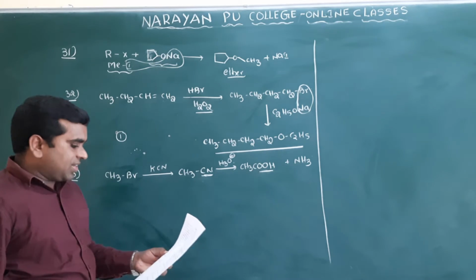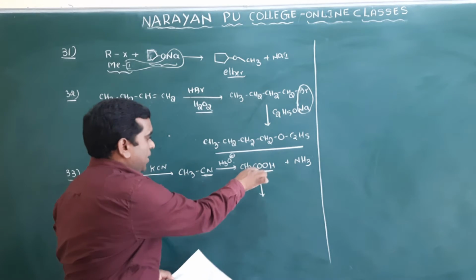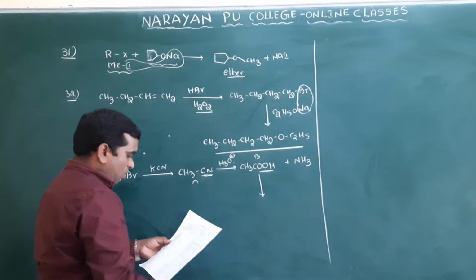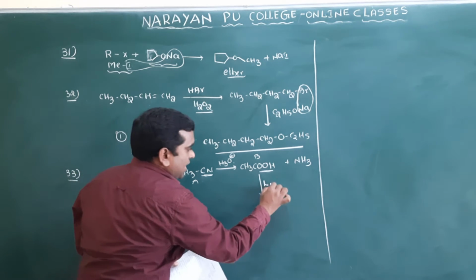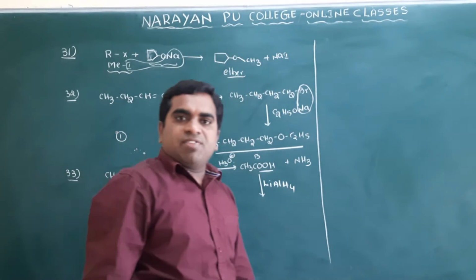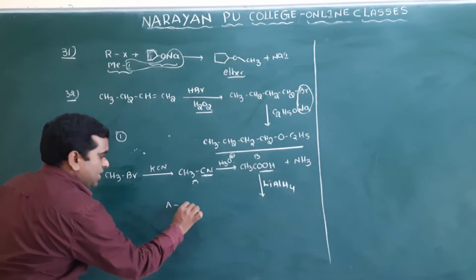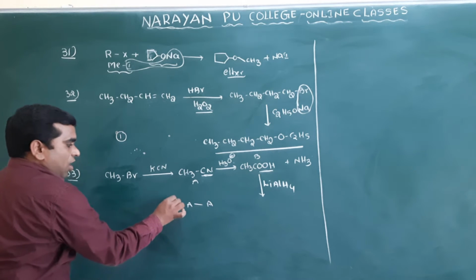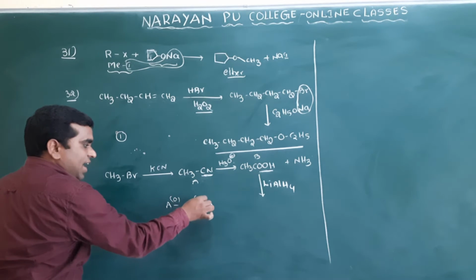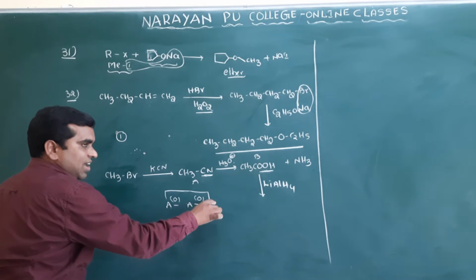Cyanide hydrolysis, what is the product here? Acid. After that, they have given compound B. A is this and B is this, and B is now treated with lithium aluminum hydride. I already said lithium aluminum hydride is a very powerful reducing agent. Clear? What is the process here? Primary alcohol oxidation gives aldehyde. Aldehyde oxidation gives acid. If a strong oxidizing agent is there, alcohol is directly converted into acid.